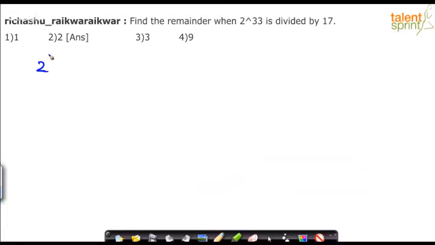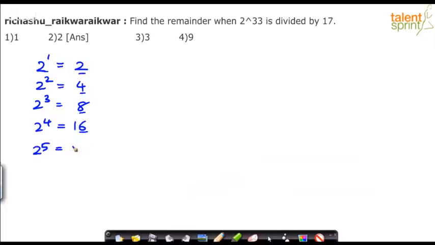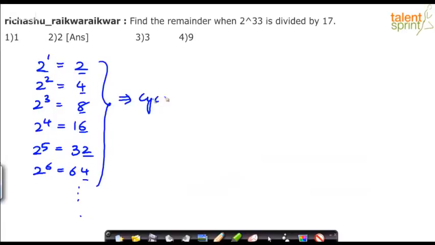2 power 33. We know that 2 power 1 is 2, 2 squared is 4, 2 cube is 8, 2 power 4 is 16. So we are working on the unit digits basically. Then 2 power 5 is equal to 32, 2 power 6 equals 64, and so on. So basically, what is the cyclicity? This implies cyclicity is 4. We have discussed the cyclicity concept, right? It repeats after every 4 powers. So cyclicity here is equal to 4.